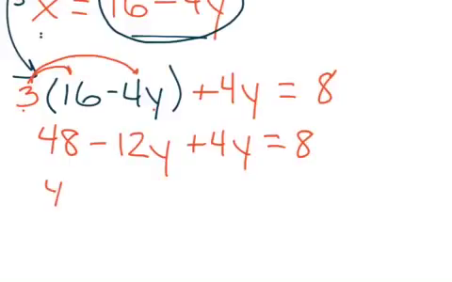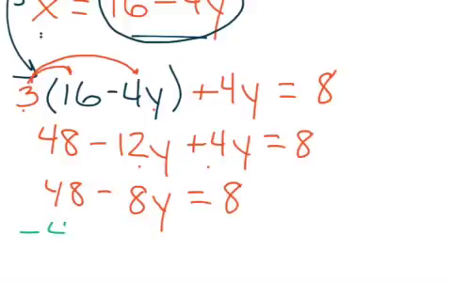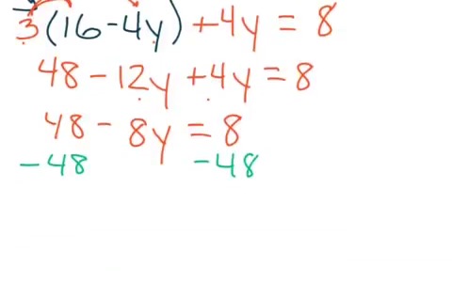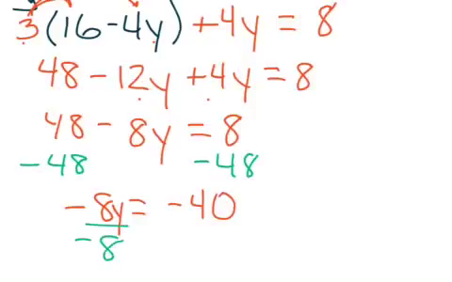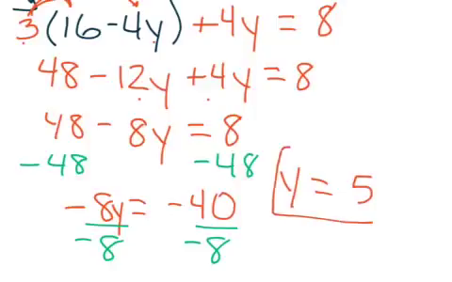Okay, so that gives me 48. I'm going to combine the negative 12 and the plus 4. So that gives me negative 8y. And I want to get y by itself. So I'm going to subtract the 48 from both sides. And I'm left with negative 8y equals negative 40. And then divide both sides by negative 8. So I am left with y equals 5.